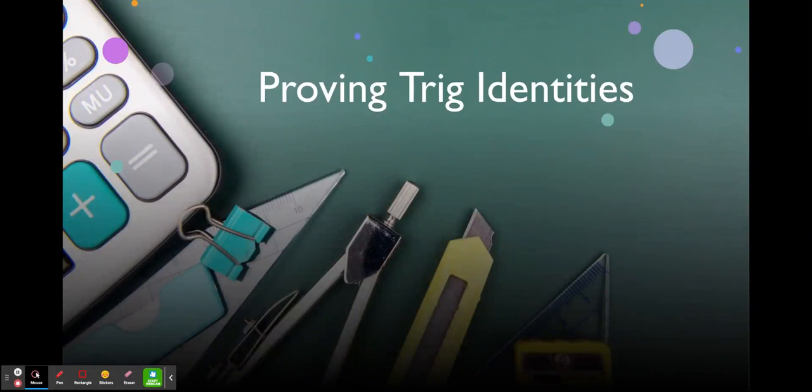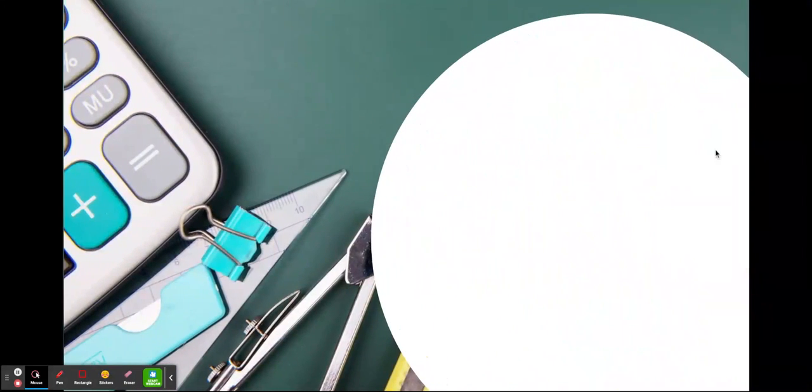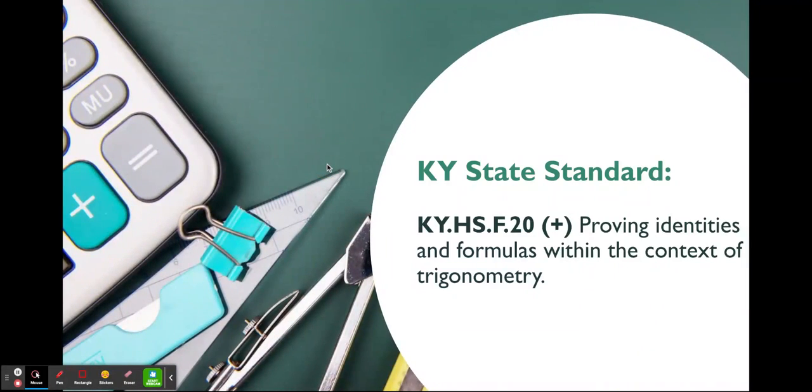Proving trig identities. Kentucky State Standard: proving identities and formulas within the context of trigonometry.